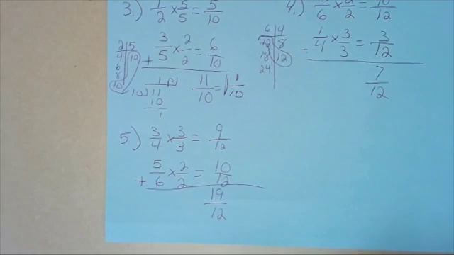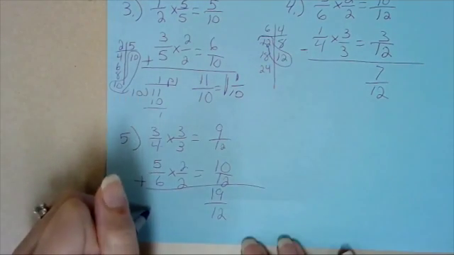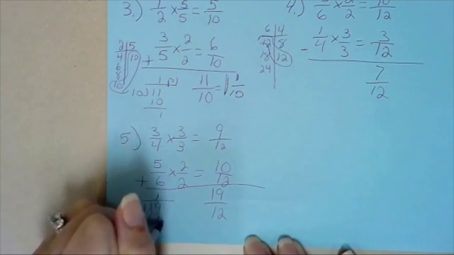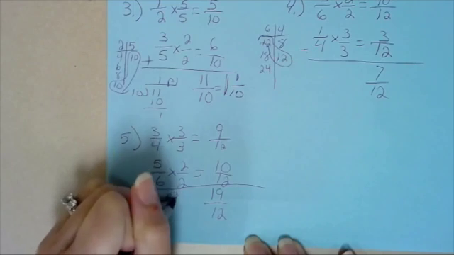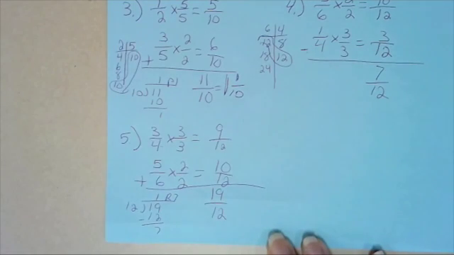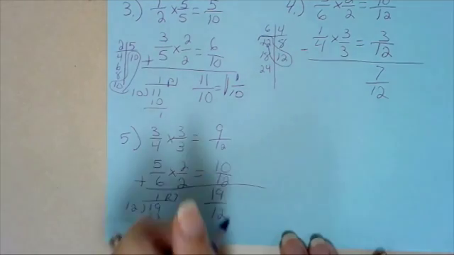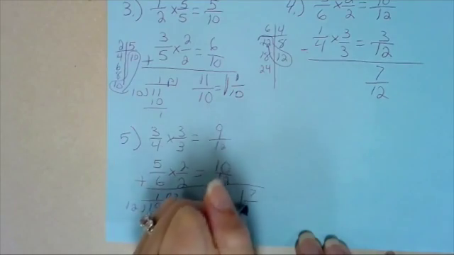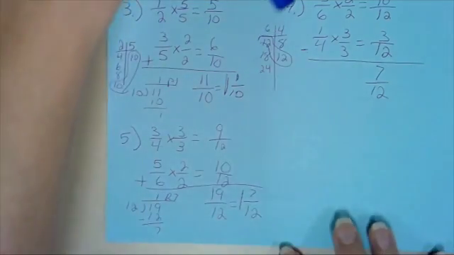I noticed that this is an improper fraction, so we're going to put the top in the box. Ba-dum-bum-bum. Put the top in the box. Ba-dum-bum-bum. I get a 1 remainder 7. 1 is my whole number. 7 is my numerator. And my denominator stays the same.